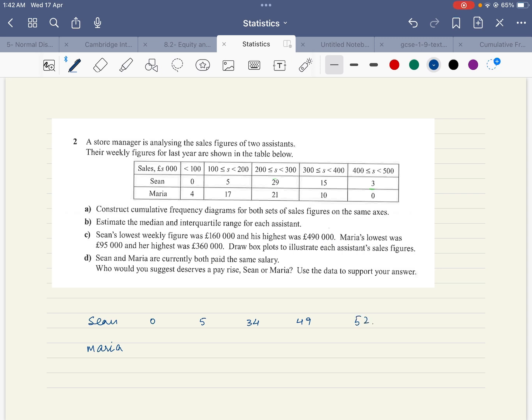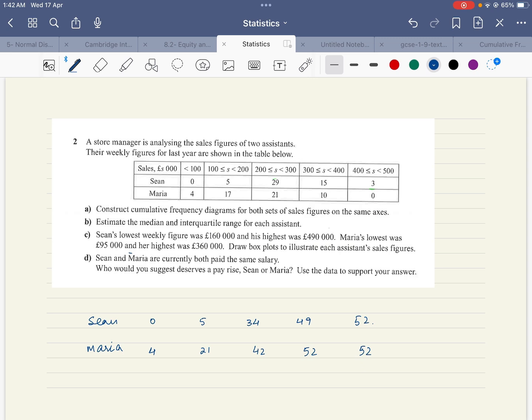For Maria, we have 4, 17 plus 4, 21, 21 plus 21 is 42, 42 plus 10 is 52, and this is again 52. Okay, now estimate the median and interquartile range. Sean's lowest weekly salary was this and highest was this. Maria's lowest was this and this. Draw a box and whiskers plot. This question has everything in combination.